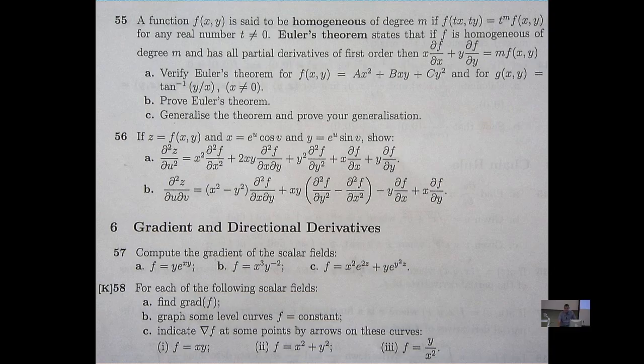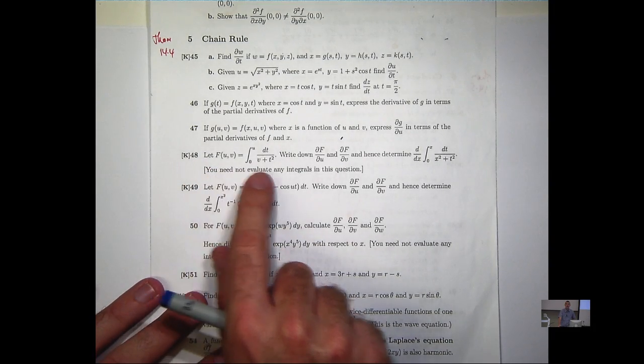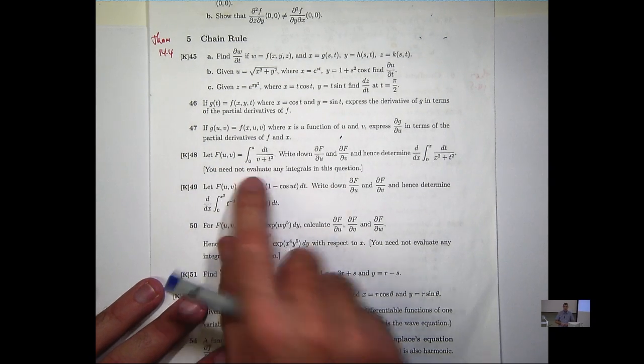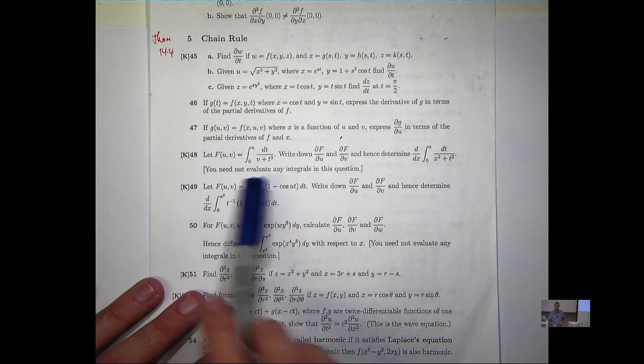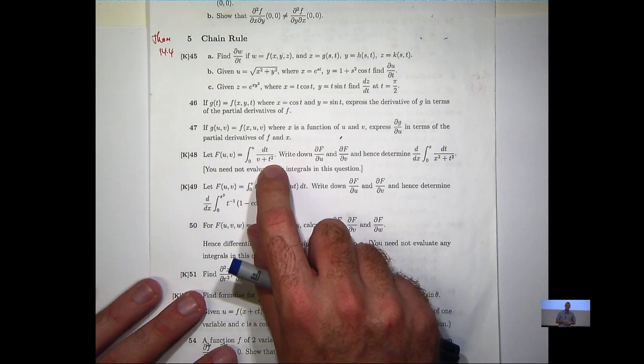So, here, 48's got three parts to it. We've defined a function of two variables in terms of this integral. Okay, so the independent variables are u and v, and then the dummy variable is t.